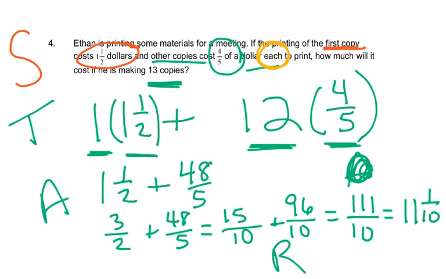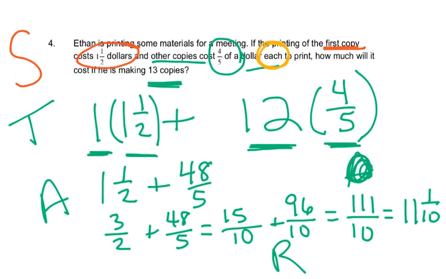1.5. I'm going to make sure that I got my 3/2 there. 12 times 4/5. 12 times 4 is 48. That's 48/5. Here I'm going to have to multiply my numerator by 5 to make it a 10 on the denominator. Then multiply by 2, and that is 96. That is 111. Divide that by 10. It does go 11 times. And you'll have 1 left over. It's 1/10. Is that reasonable for 13 copies?